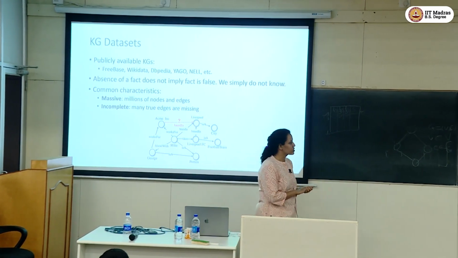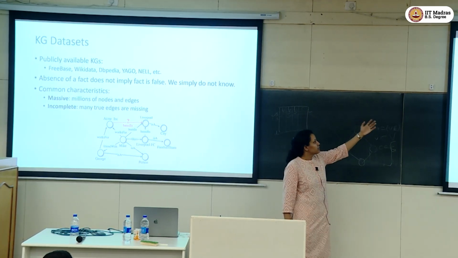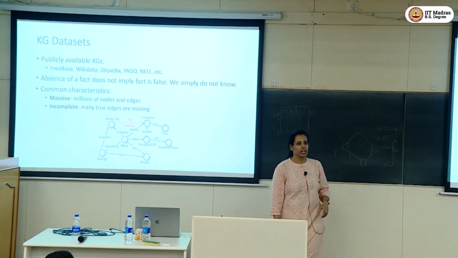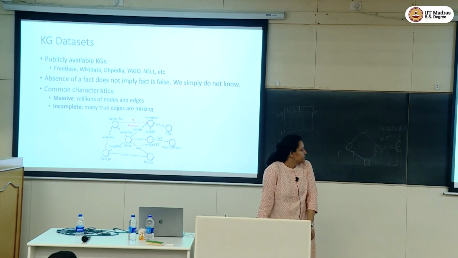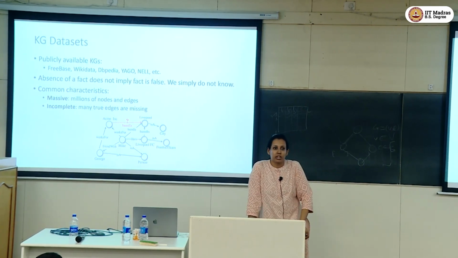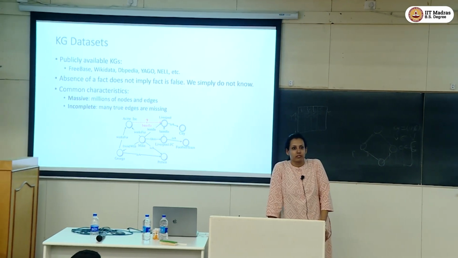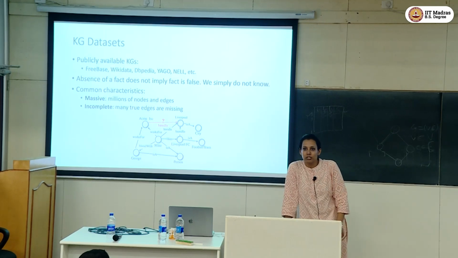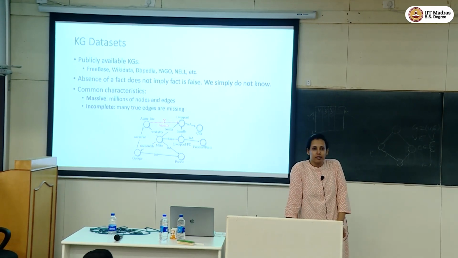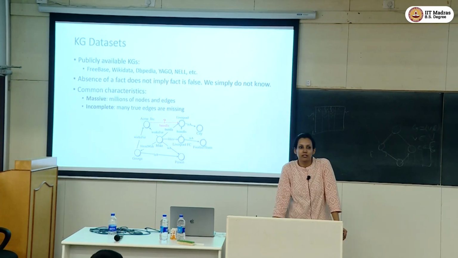Then because KG is a different set of papers, knowledge graphs use these data sets: Freebase, Wikidata, DBpedia, and so on. And usually knowledge graphs are super large, very, very large data sets. So they are massive, they have millions of nodes and edges. And we usually say that KGs are usually incomplete. Incomplete means there are some missing links.